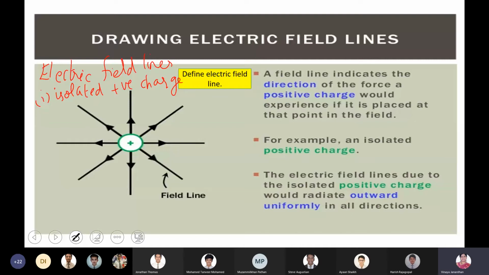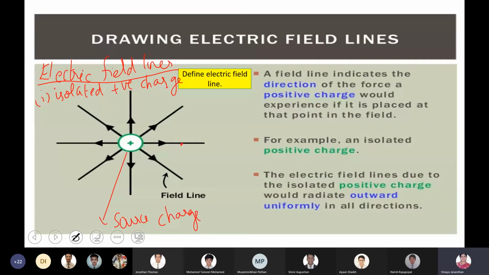So, electric field lines, that is the main heading. First one is for an isolated positive charge. Now, can you see there is a positive charge? This charge, we call it a source charge. Yes? Okay. So now that creates an electric field.